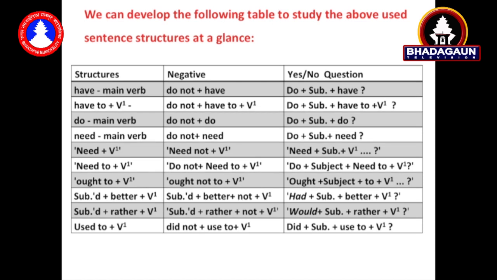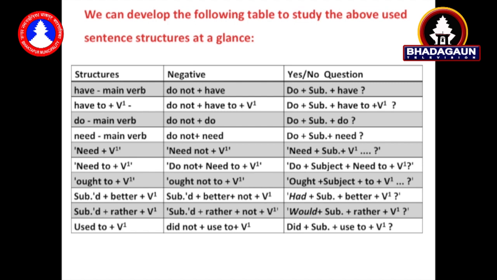Need as the main verb, and its negative is do not plus need. And its yes-no question is do plus subject plus need. Need plus verb, this is a modal auxiliary, and need not plus V1 in negative, and need plus subject plus V1 in question. Need to plus V1, and its negative is do not plus need to plus V1, and its question is do plus subject plus need to plus V1. Ought to plus V1, this ought to is a modal auxiliary, and its negative is ought not to plus V1, and its question is ought plus subject plus to plus V1.